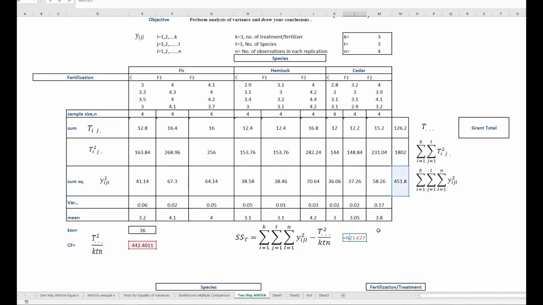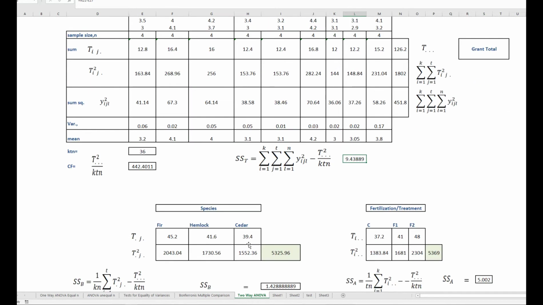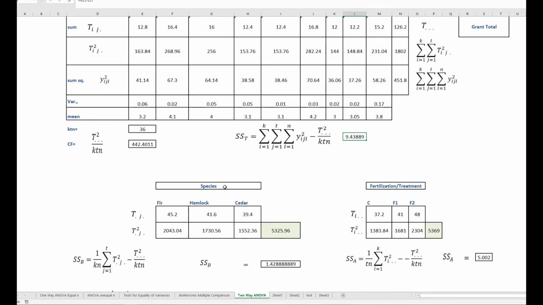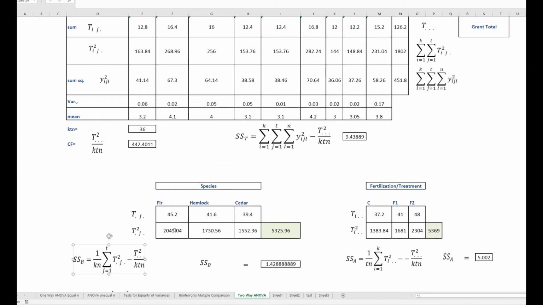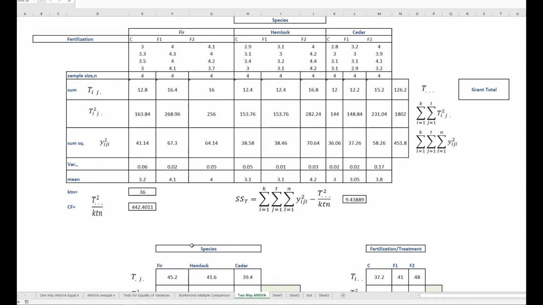So that's what I did, the sum of them and then minus the correction factor. So that's the total sum of square. For species, if you need to find the sum of square, then you have to use this formula. That means for species, all we need to do is to take a look at where we have fir. So you can see that fir we have here.